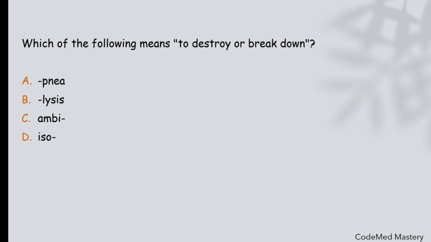The correct answer is option B, lysis, because lysis means to destroy or to break down. Option A, PNEA refers to breathing. Option C, ambi refers to both sides. And ISO refers to equal or same. Next question.